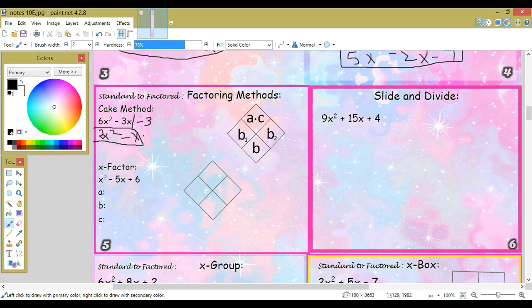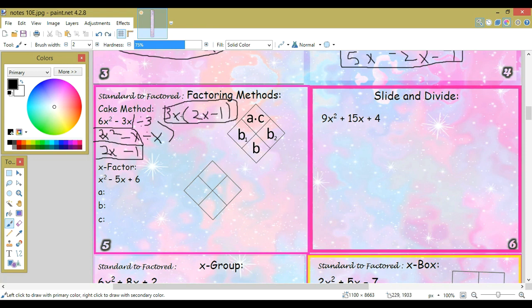From here, we can also pull out an x because both terms have the letter x. If we divide those out, we get 2x minus 1. So this is our leftovers. It goes on the inside of the parentheses. This is our greatest common factor. It goes on the outside. So we have 3x on the outside, parentheses, 2x minus 1. And that's our factored form.